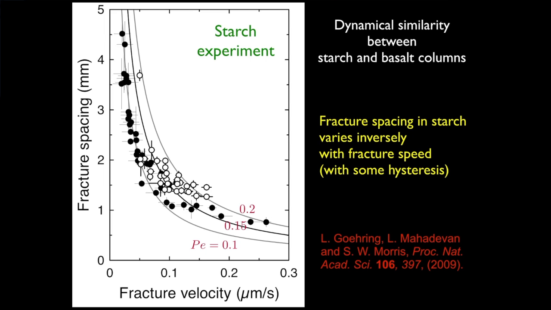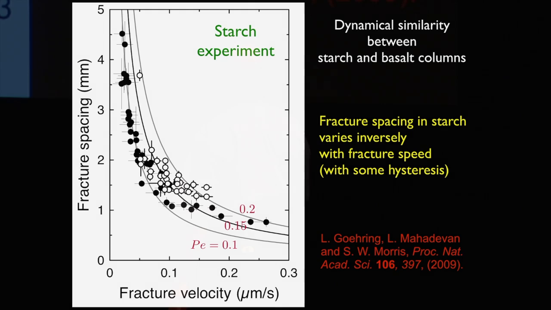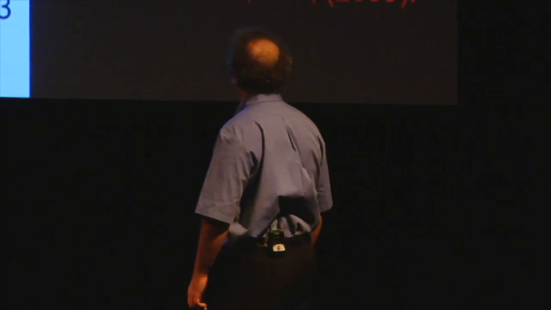There's actually a little bit of hysteresis, which is interesting, which I won't go into. But somewhere between 0.1 and 0.2, 0.3, you get this inverse relationship. The faster you make the columns, the faster you make the fractures go, the smaller the columns you get.